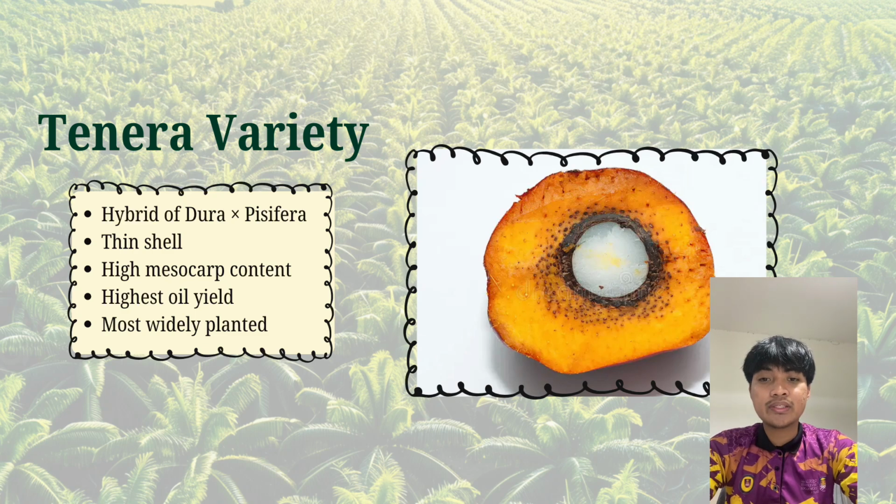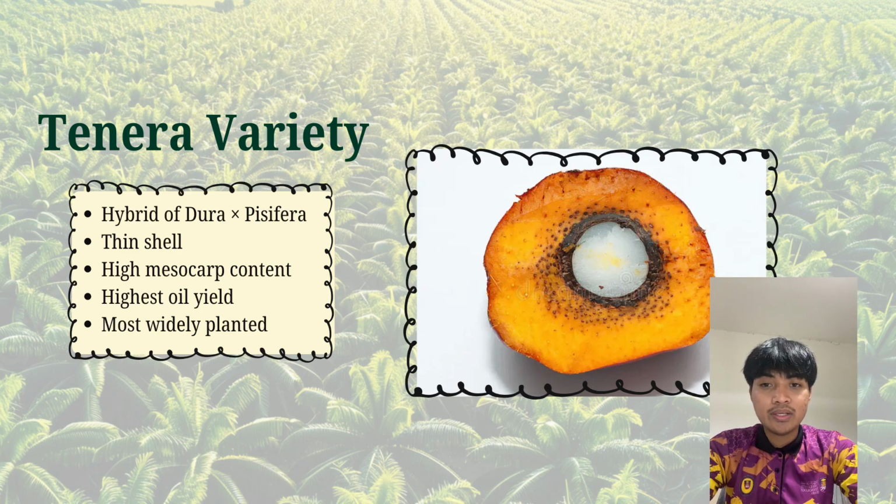The third variety is Tenera, which is the most important and most widely planted commercial oil palm variety. Tenera is produced through crossbreeding between Dura and Pisifera. Dura plus Pisifera equals Tenera. Tenera combines the good characteristics from both parent varieties.